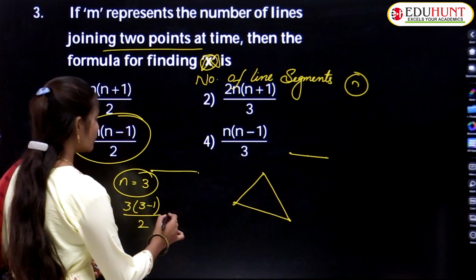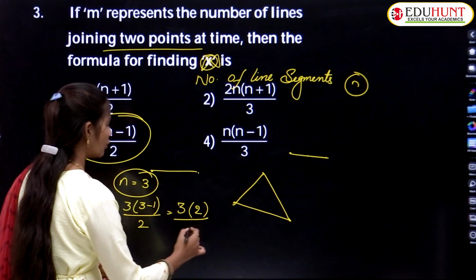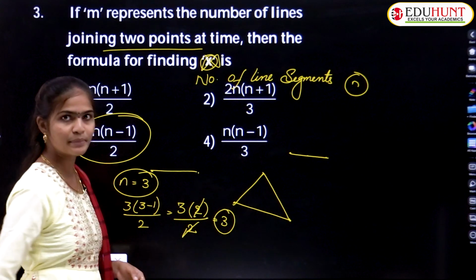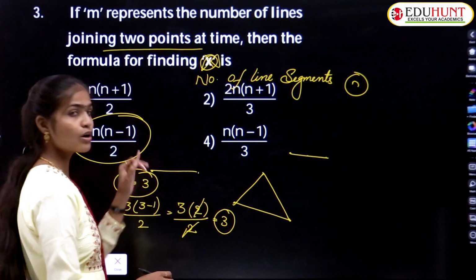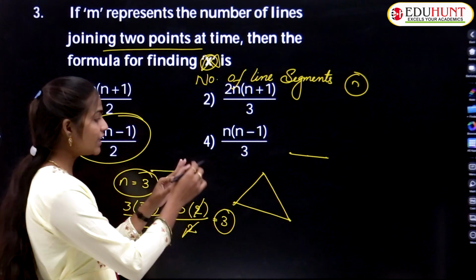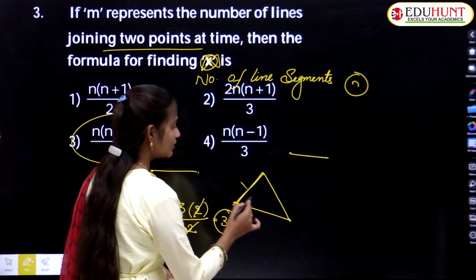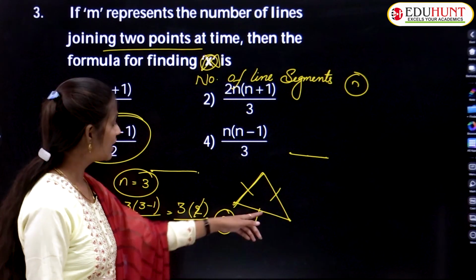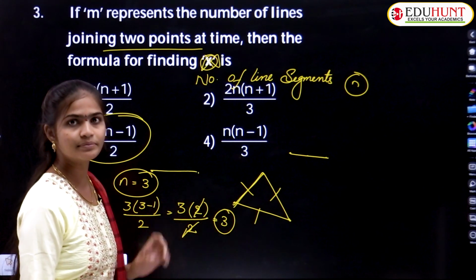Is it clear? So 3 into 3 minus 1 is 2, whole by 2. So 2 and 2 get cancelled, and we will get 3 line segments. Just observe the figure here. I am taking only 3 points. By joining all those points, we get a triangle. So 1, 2, 3. By joining 3 non-collinear points, I am getting 3 line segments. So the answer is 3.